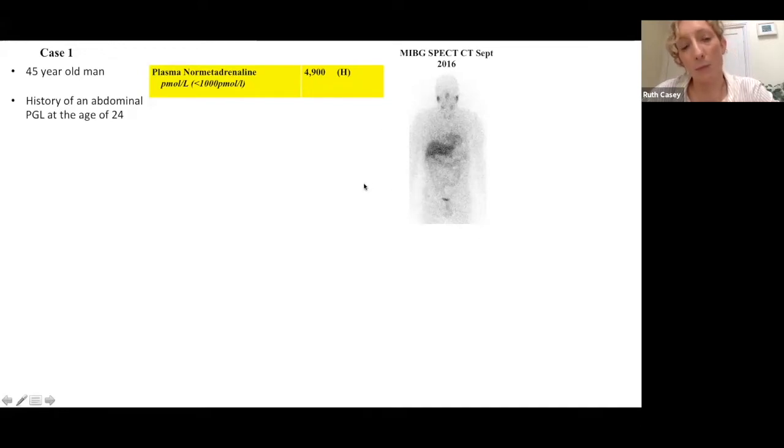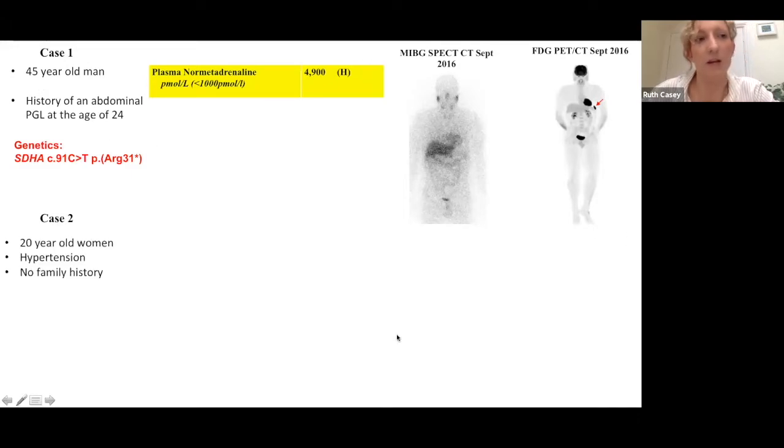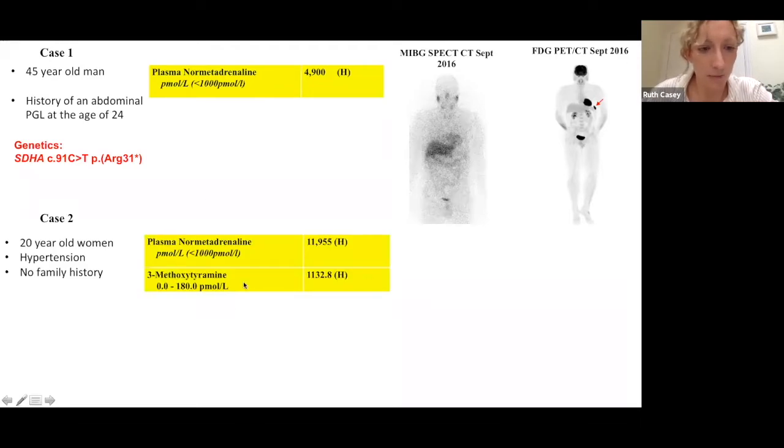we proceeded to do an FDG PET CT, which identified this single rib metastasis, which was recurrence of his original paraganglioma. And thankfully, he underwent complete resection. He had a rib resection, and he remains cured to date. He was confirmed to have a germline SDHA gene mutation, which is why his MIBG SPECT CT was not sensitive in this case. Second case, a 20-year-old woman, again presented recently with hypertension, no family history.